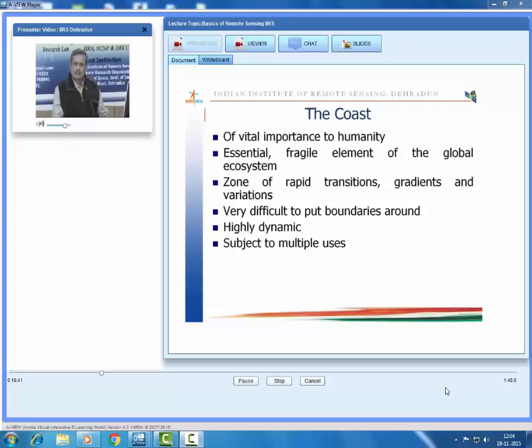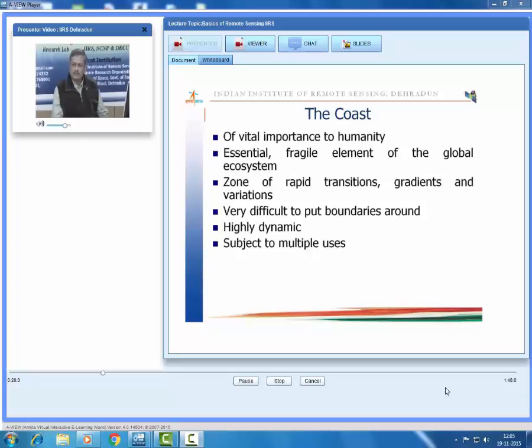Coastal zone is never static. There is high tide, there is low tide, there are currents, tides, waves. So it's a very dynamic area, very difficult to put boundaries around. On land you can put boundaries because they are static, but the coastal zone is very dynamic. That's why it is very difficult to put boundaries. And it is subject to multiple use. Lots of activities are happening on the coast.